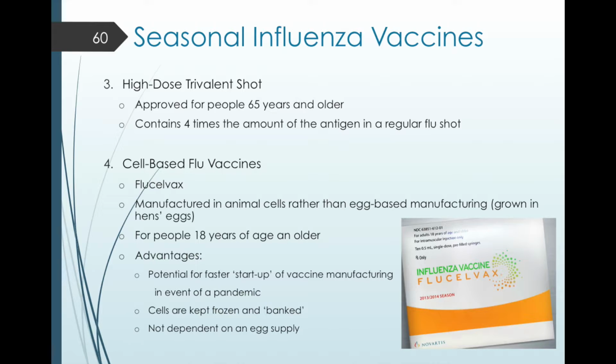The fourth kind is a cell-based flu vaccine. This one is manufactured in animal cells rather than being manufactured in eggs. So if you have an allergy to eggs, this one is the way to go. This is for people 18 years of age and older. There are some advantages to this as well, because in the event of a pandemic or a large outbreak, there's the potential for a faster startup of vaccine manufacturing because you're not reliant on a supply of eggs.